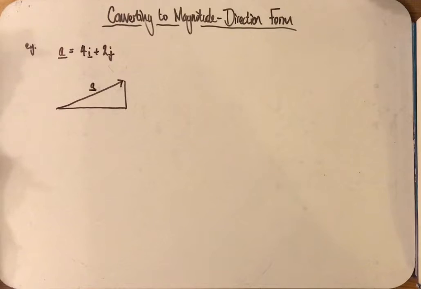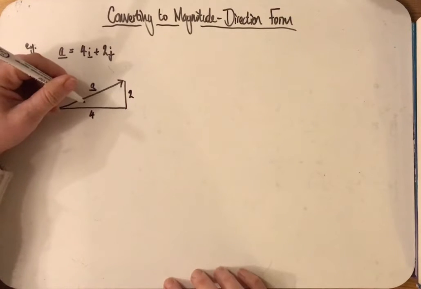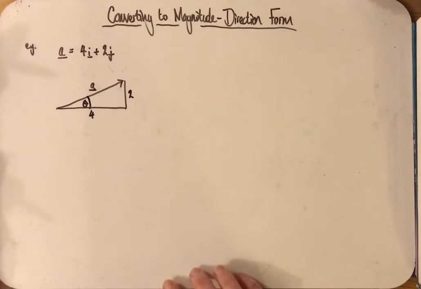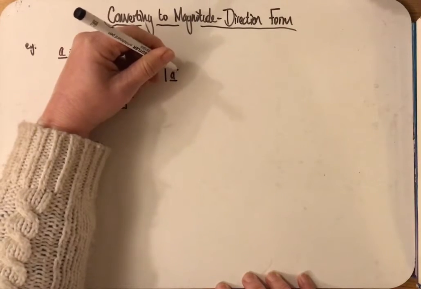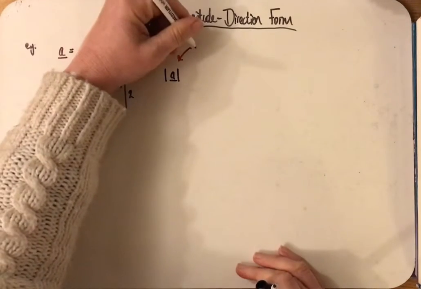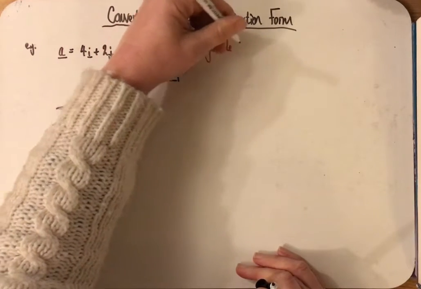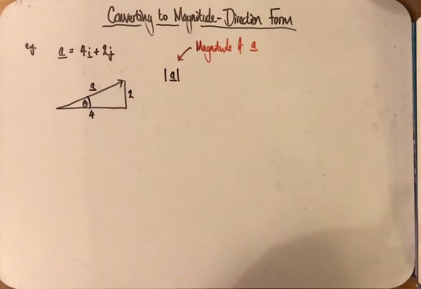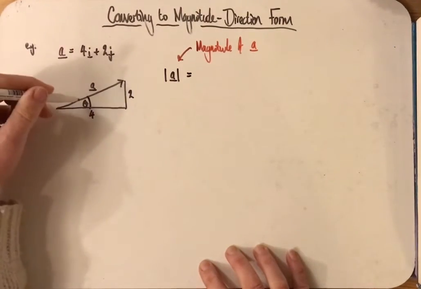And then to convert this into magnitude direction form, we need to find this angle and the length of the line. So the magnitude of A, or the length of the line, is written like this. So it's the same symbol as a modulus symbol actually. So magnitude of A. You'll see some vectors written in bold in textbooks instead, but in your working you'll need to underline them. And that's equal to the length of the hypotenuse.